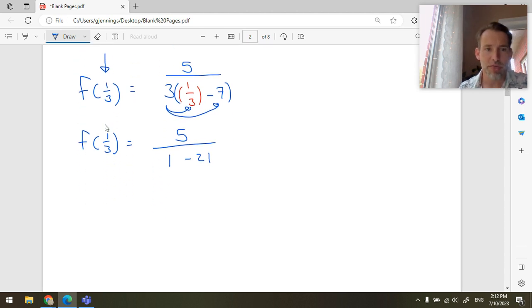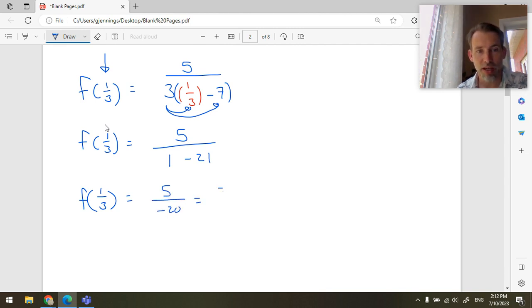And so f at 1/3 is just simply 1/4. Let me show you why. Negative 1/4, that is, because f at 1/3 is equal to 5 over negative 20, which is a fancy way of saying negative 1 over 4. Okay, so that's the final result.